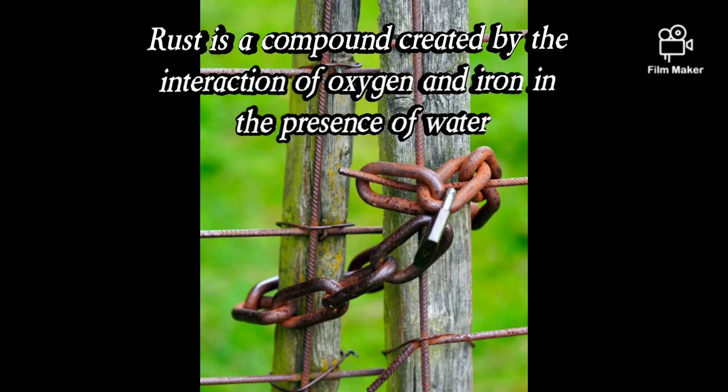Another type of chemical weathering works on rocks that contain iron. These rocks turn to rust in a process called oxidation. Rust is a compound created by the interaction of oxygen and iron in the presence of water. As rust expands, it weakens rock and helps break it apart.